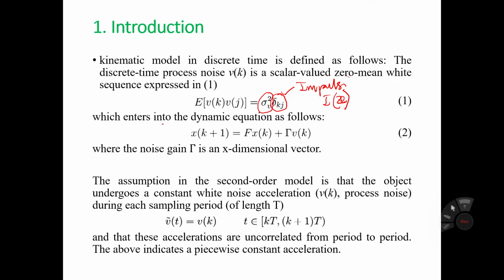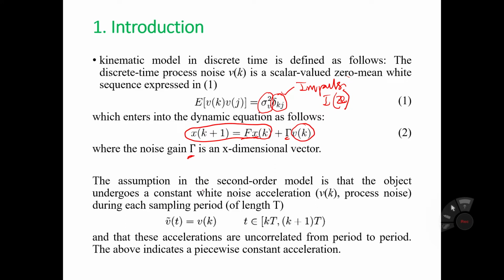Which enters into the dynamic equation as follows, like this one, v of k, and this is the kinematic model, and we add some process noise. The process noise is entering into the dynamic, or we can say kinematic, model, and this gamma is the noise gain, which is an x-dimensional vector. For example, if your x of k is a 4 by 1 vector, then gamma is also a 4 by 1 vector, which is multiplied with the process noise.